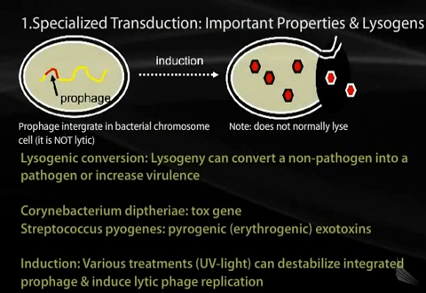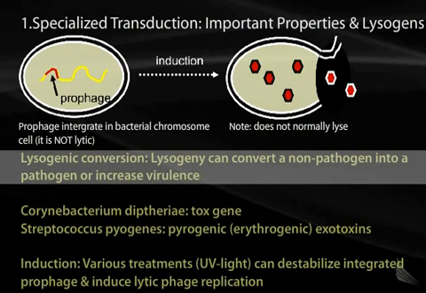Specialized transduction is important because lysogens can carry genes which aid in bacterial resistance to antibiotics. They also can carry toxins. If you have a prophage which integrates into the bacterial chromosome, it can then be induced. Note, the cell doesn't normally lyse. It's not a lytic phage.